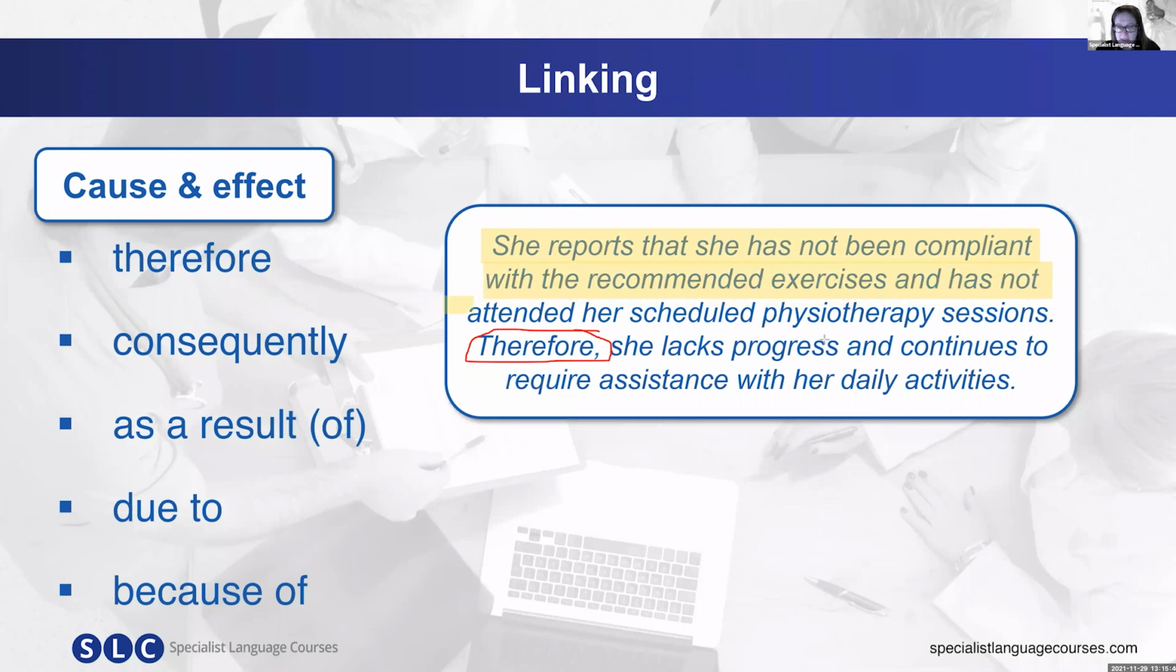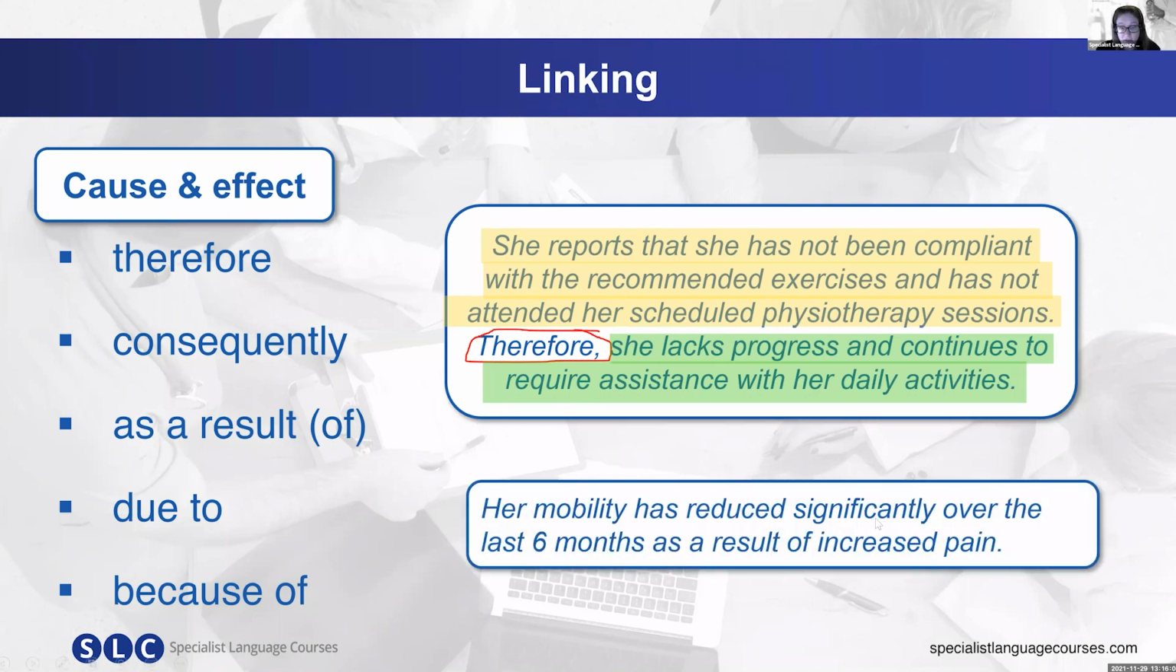Okay, you've got the reason for what we're about to read now. Therefore, she lacks progress and continues to require assistance with her daily activities. So there's the effect, and the cause is non-compliance. Okay. If we look at another one, her mobility has reduced significantly over the last 6 months as a result of increased pain.